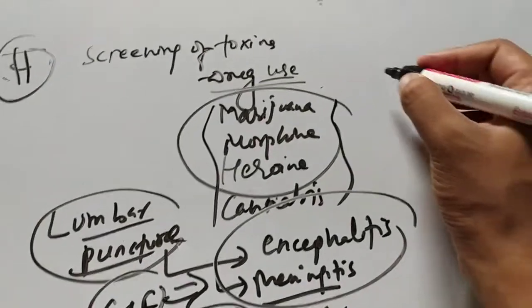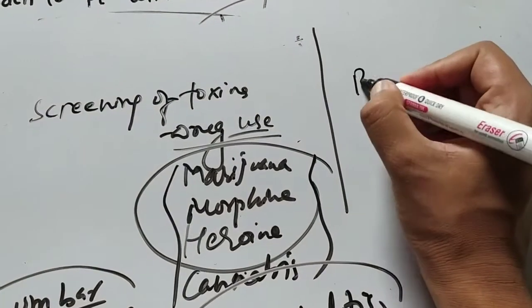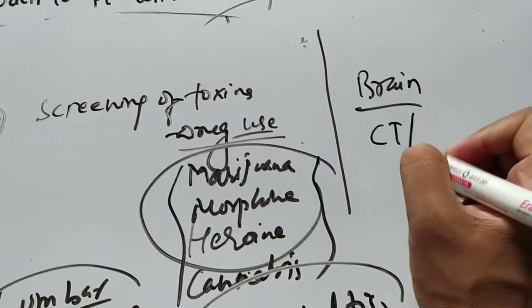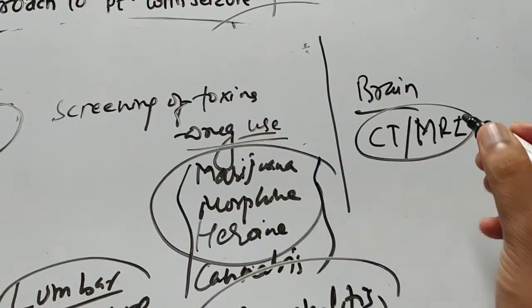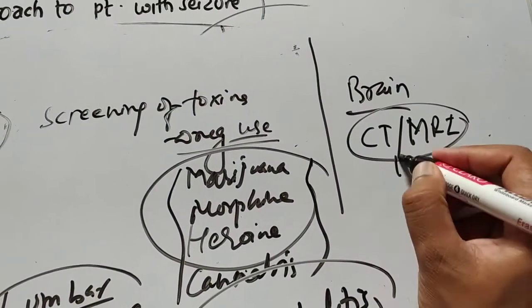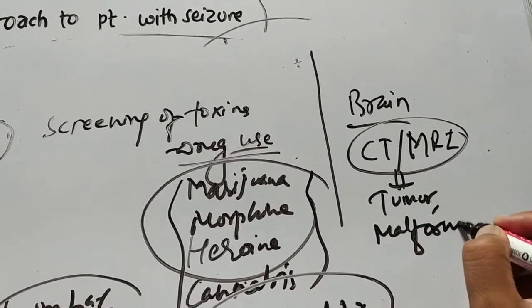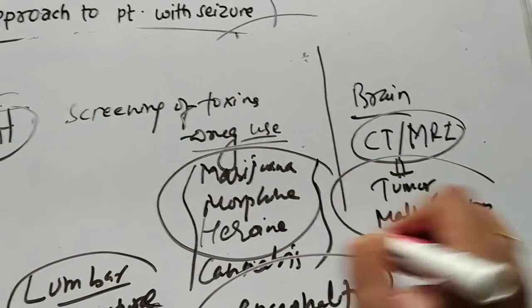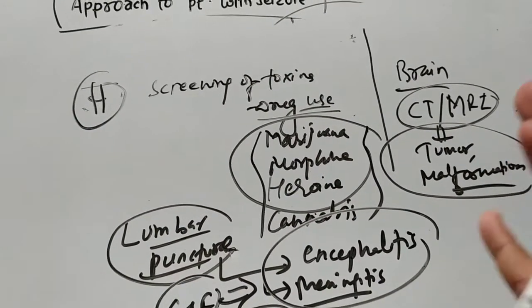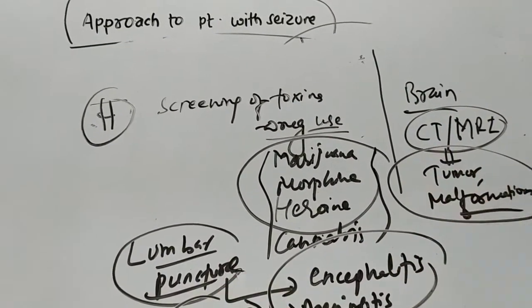And also do the brain CT scan or the MRI. This brain CT or MRI will help you rule out whether any kind of tumor is present or not, or any kind of malformation in the brain is present or not. So these are the investigations that you will do in a patient with seizure.